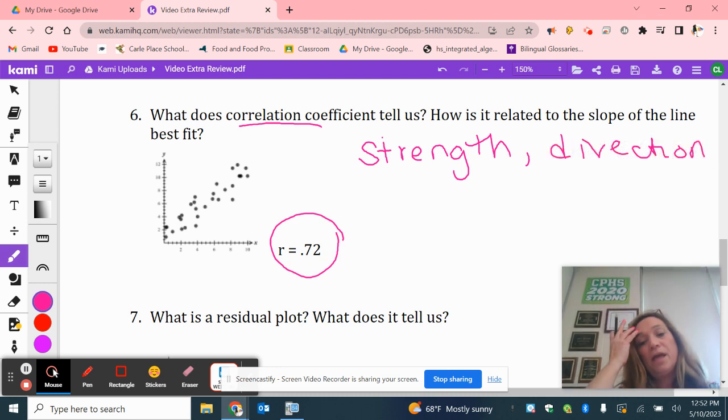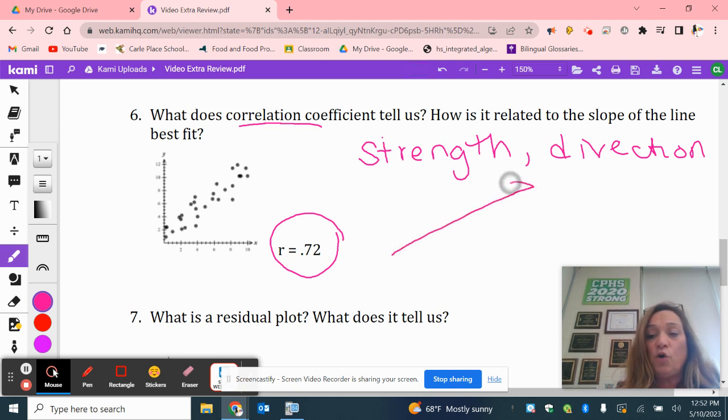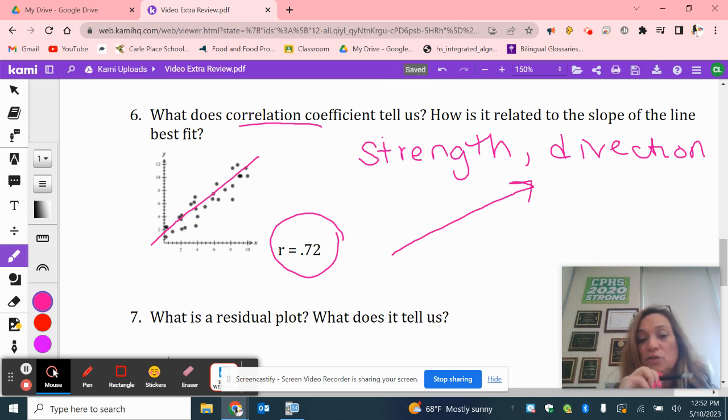Two things. Okay, so strength. So 0.72, that's fairly strong, okay? And then it's positive, so that means it's going to be going up. So we would say positive strong, okay? Now, the sign of the correlation coefficient should always match the slope of the line of best fit. So they would match. So the R is positive, the slope is positive, okay?